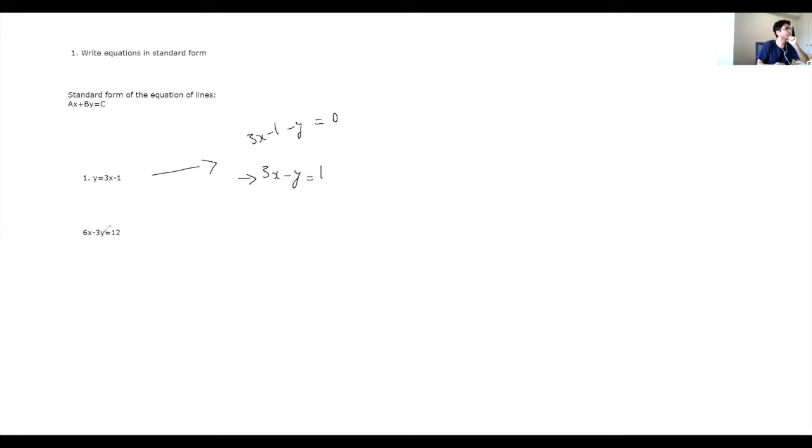Now look at the second equation. See, 6x minus 3y is equal to 12. That one is good to go. I don't need to make any changes to that one. So we're going to go ahead and move on to the next step.